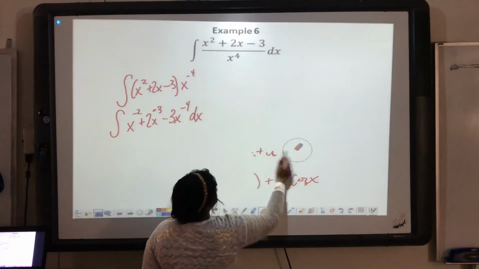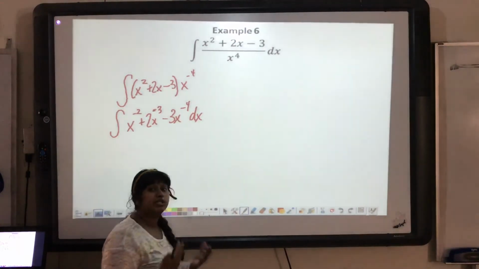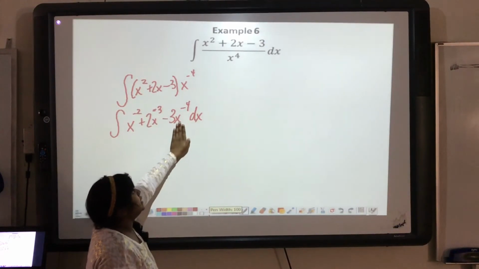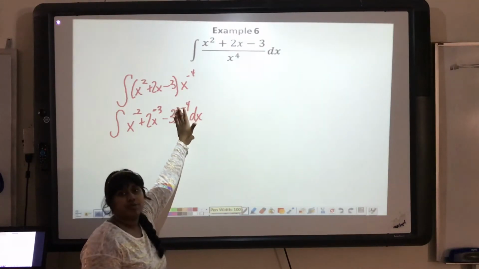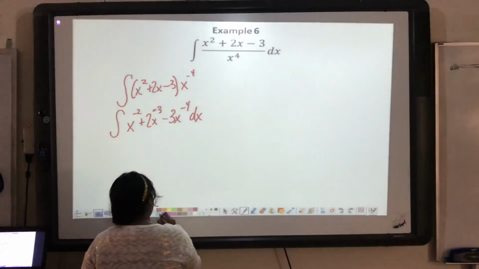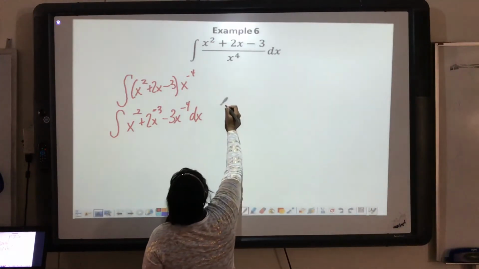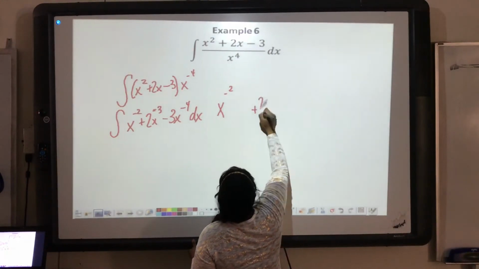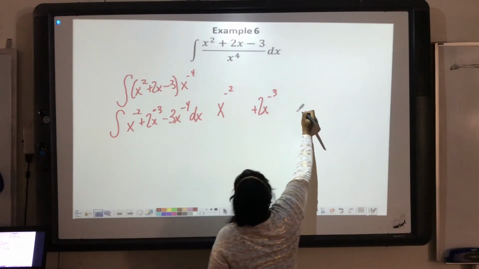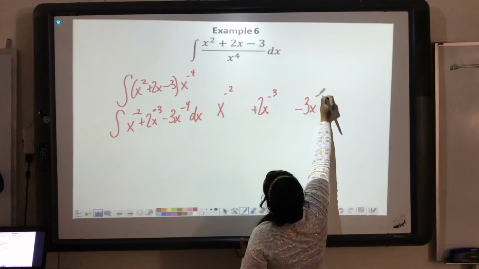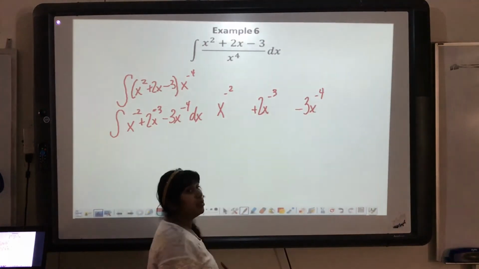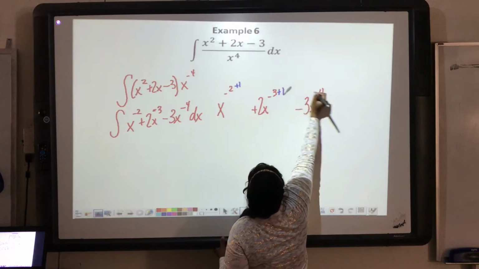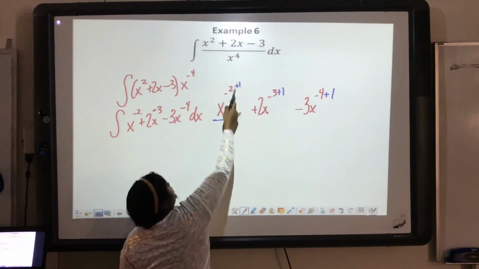We did do that. Well, guess what? With integration, we can do the exact same thing. So I could see it as an integral of this, an integral of this, and an integral of this. Or we can do one giant formula, which is what I like to do. So I'm going to leave myself some space. We're going to do x to the negative 2 plus 2x to the negative 3 minus 3x to the negative 4. We're going to apply our power rule, so we add 1 to our exponents and divide the whole thing by the new exponent.